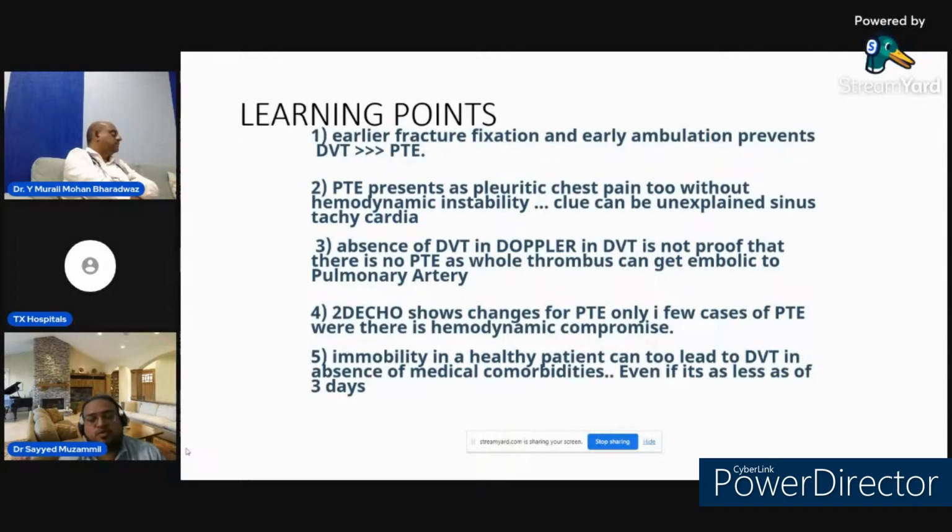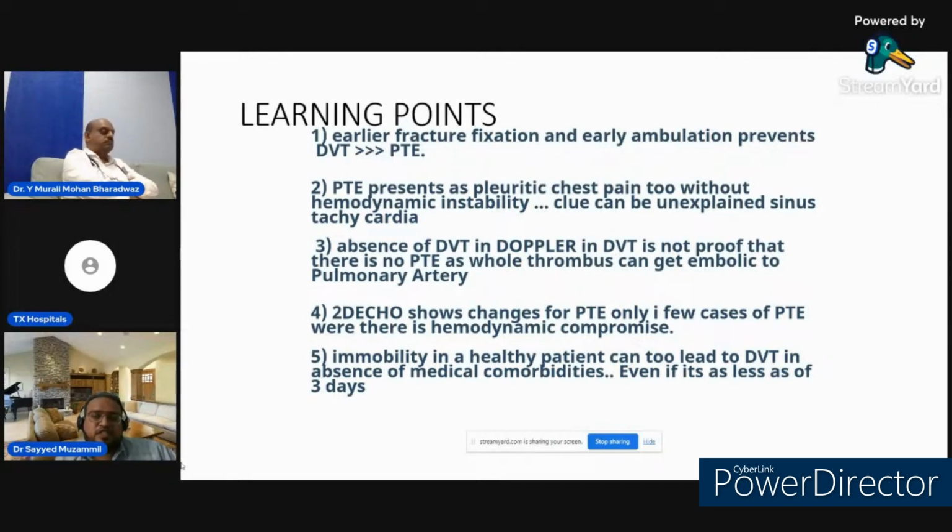And 2D echo becomes abnormal only in hemodynamically significant pulmonary thromboembolism. In a small PTE, there will not be any 2D echo change. So 2D echo is not a test that will rule out pulmonary thromboembolism. Your Wells score, your clinical suspicion, your vitals, all you have to consider to diagnose pulmonary thromboembolism.